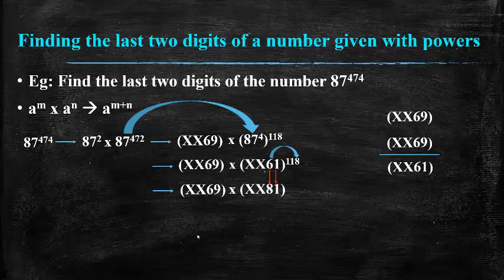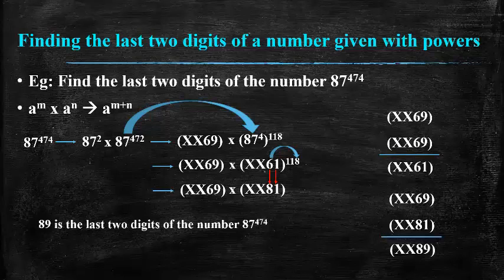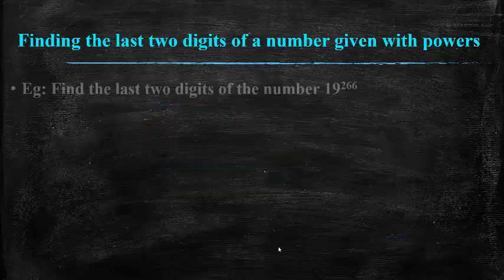For the value that is 87 power 472, the process is pretty simple. You are going to multiply these two numbers, a number that is ending with 16 and another number that is ending with 81, and for this you are going to multiply and seek out the last two digits. So the last two digits is 89, so 89 is the last two digits for the number that is 87 power 474.